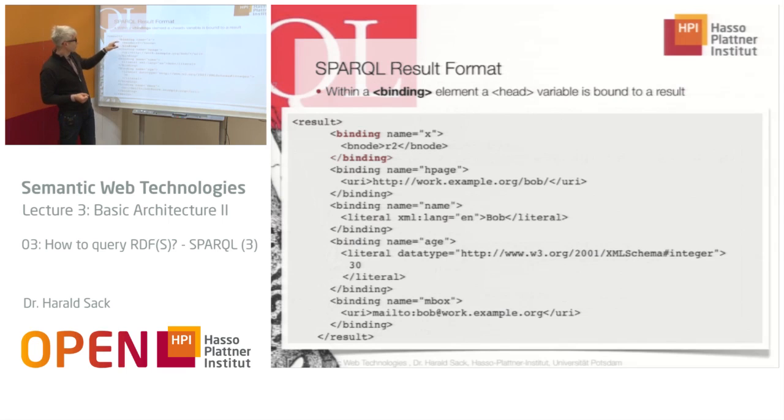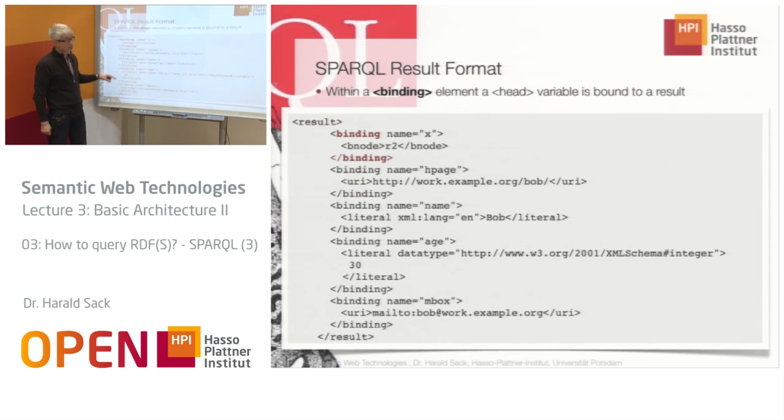There you see, for example, that we have the binding of a variable with the name x to a blank node that has a specific name, or we have a binding of a variable with the name hpage to a URI, and here the URI is given. Or you will have a binding to a literal for a variable called name, and here you define a literal. And in the literal, you can also define the language tag. So for example, here we have an English literal.